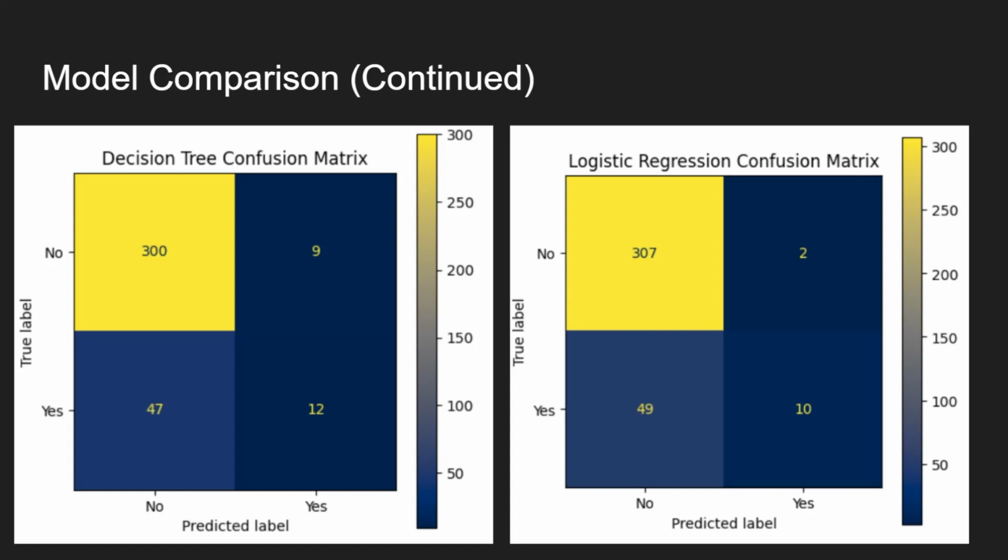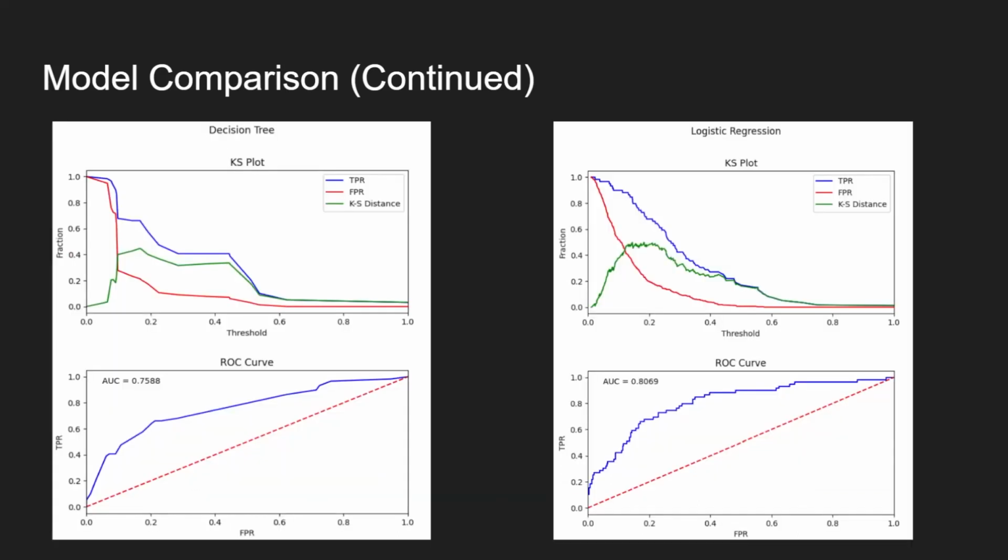And similarly, you can see that the opposite is true for the bottom left box. The decision tree had a few fewer false negatives than the logistic regression. And just to show even more outputs, we have the KS plot and ROC curve. You can see that the shape of the two here is actually quite similar. The AUC for the two models is shown as a number on the bottom chart. You can see that the AUC for logistic regression is actually higher in this instance.